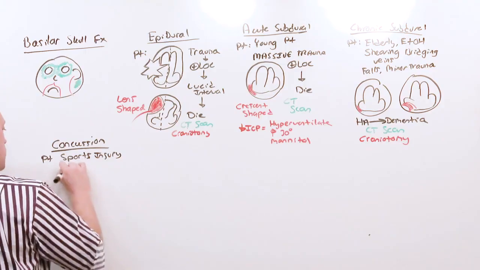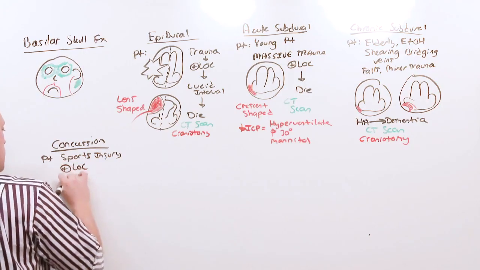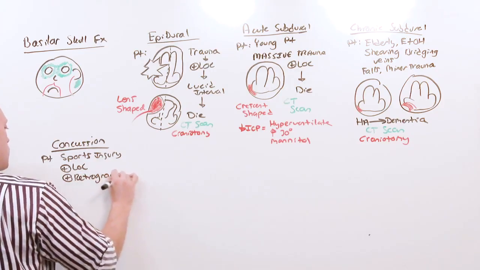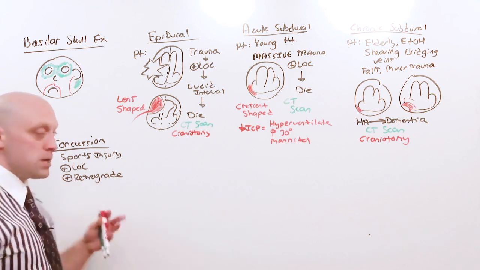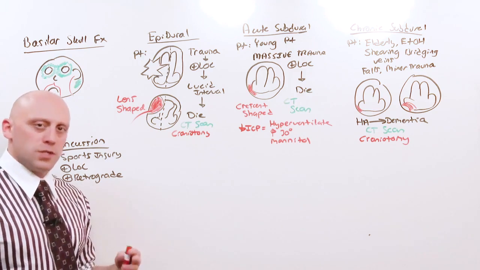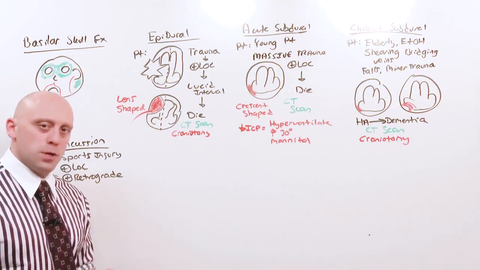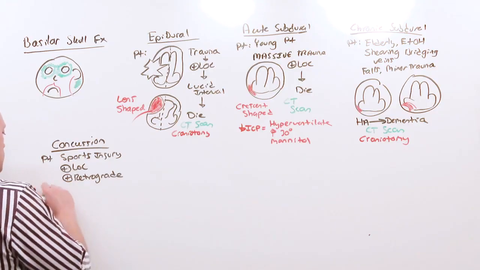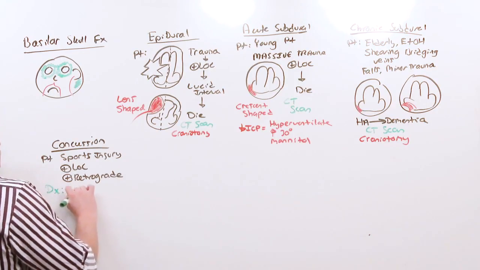What you'll see is a positive loss of consciousness and positive retrograde amnesia. They won't remember the play. They won't remember being tackled. They won't remember being hit in the head with the ball, but they'll remember setting up for the play, or they'll remember the pitcher throwing the ball. The diagnosis is going to be made by a normal CT scan.